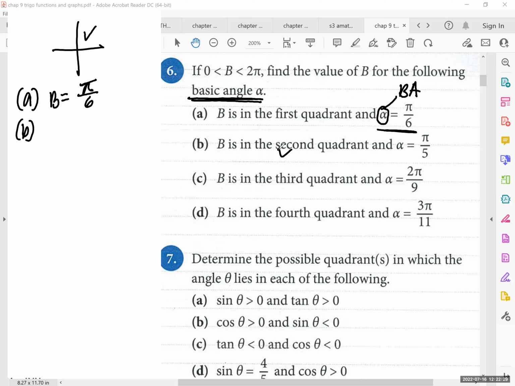Okay, so for B, we know that it's in the second quadrant, which is 90 to 180, right? The basic angle is pi over 5, but we cannot use 180. Why? Because it's in radians, so we don't use 180, we use pi. So it's pi minus pi over 5, then you get your answer.